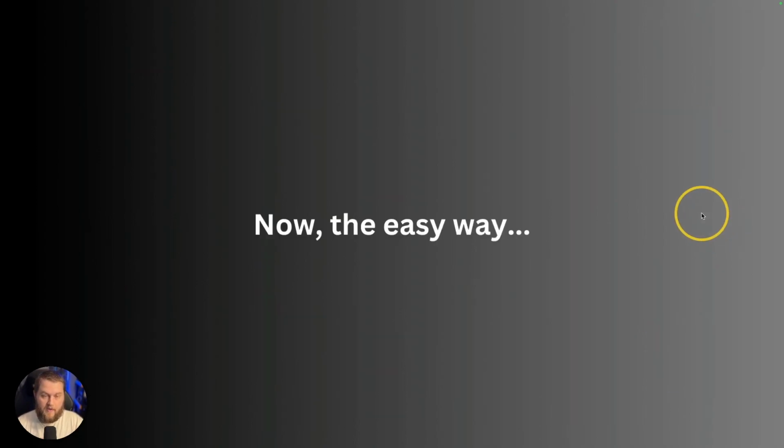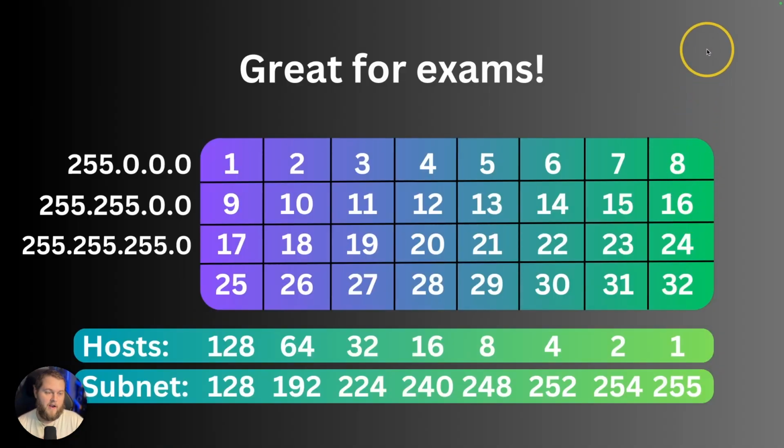And now we're going to talk about the easy way, which is the way I prefer to do things. So this is what you should remember out of all of this. Essentially what you have here is a basic cheat sheet. There's a more complicated one coming up, and this is probably the best cheat sheet that exists. So you have 255.0.0.0, which is your class A right here.